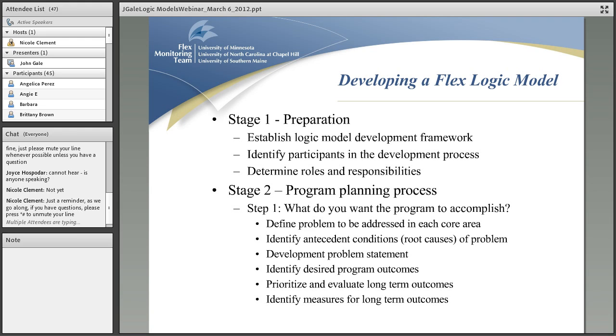Go through a couple of stages, and I'll do this pretty quickly, and then we'll move into a concrete example from the FLEX program. Preparation. As I mentioned, establish the development framework, who's going to be involved, when it's going to be involved, what your time frame is, and figuring out roles and responsibilities. And as you move into the planning program, really thinking about what you want to accomplish is step one. Define the problem to be addressed, and be very, very explicit about what the problem is.